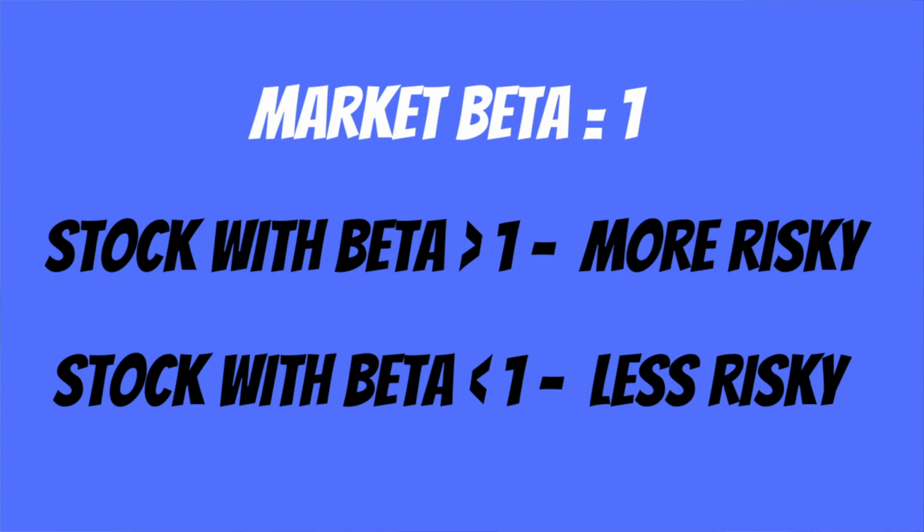The most important thing that you need to know is that the market will always have a beta score of 1. And any stock that has a beta value of greater than 1 basically means that it has been historically way more volatile than the market. And any stock that has a beta value that is actually less than 1 means that it has been less volatile than the overall market historically.